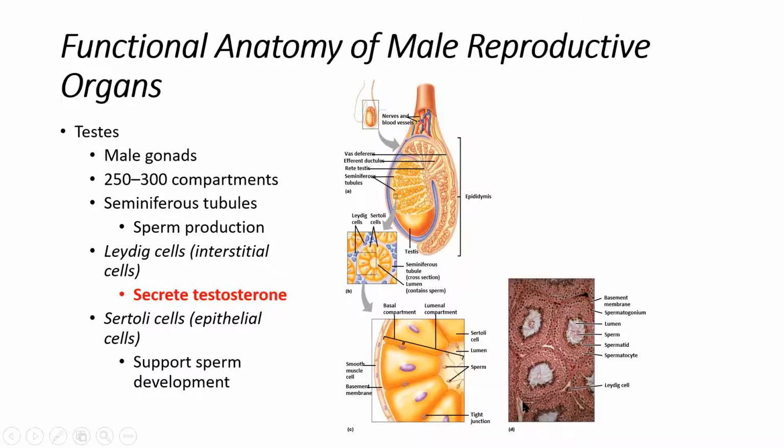Okay. And here's a histological image of that. Again, you can see the Sertoli cells that are lining the tubule. Out in the periphery, we can see Leydig cells that are supporting this process. And then in the lumen, we can see the sperm themselves.